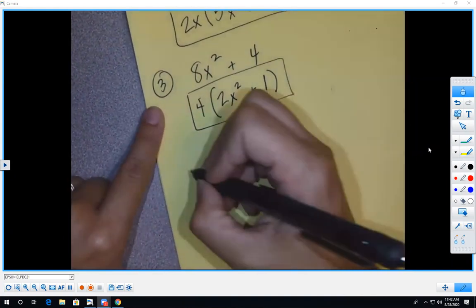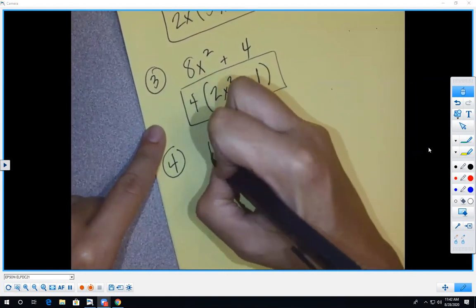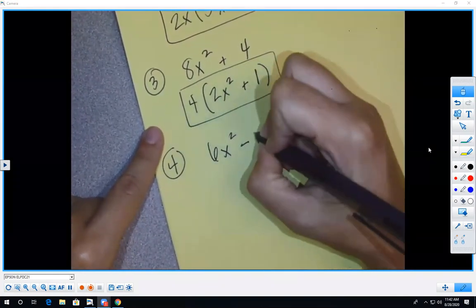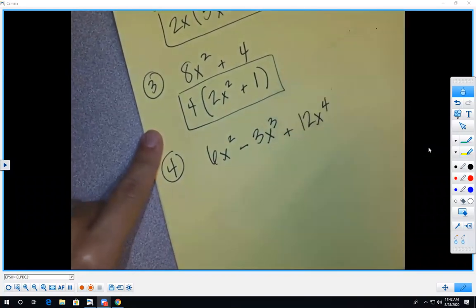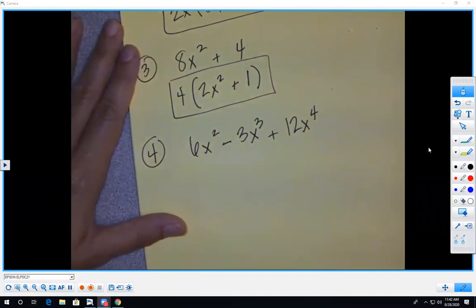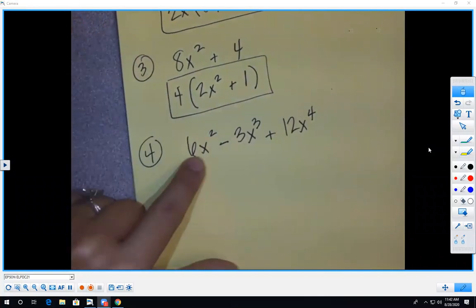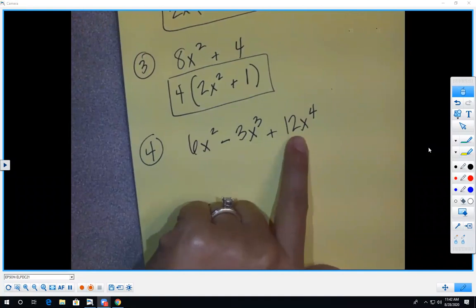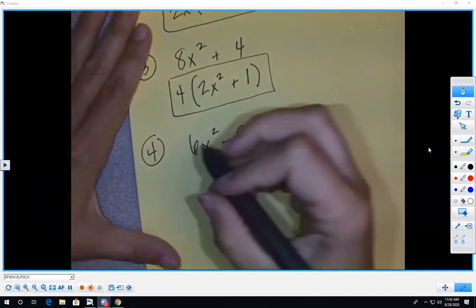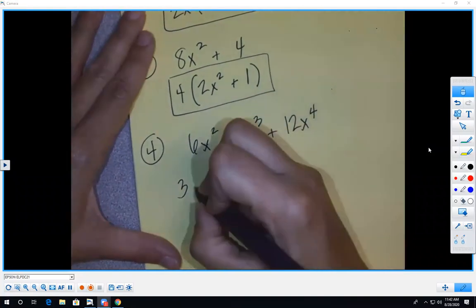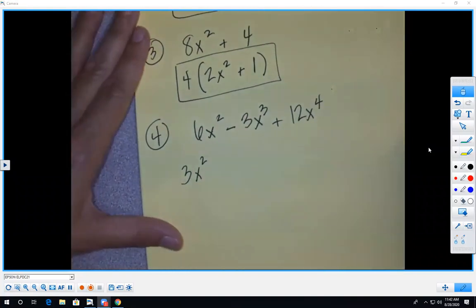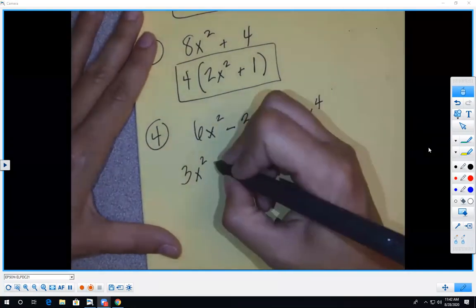Let's do one more. If I had 6x squared minus 3x to the third plus 12x to the fourth. First thing you have to do is find the GCF of 6, 3, 12. What's the GCF going to be? 3x squared. 3. And then this has 2 x's, that has 3 x's, that has 4. The most they have in common is 2. So 3x squared is your GCF. That's what we're going to pull out, or what we're going to divide by.